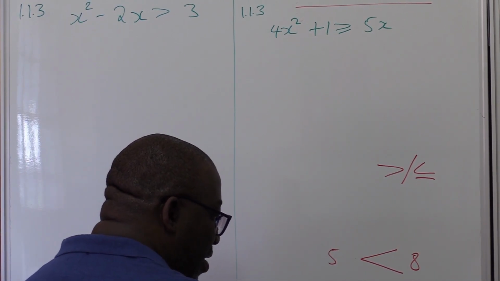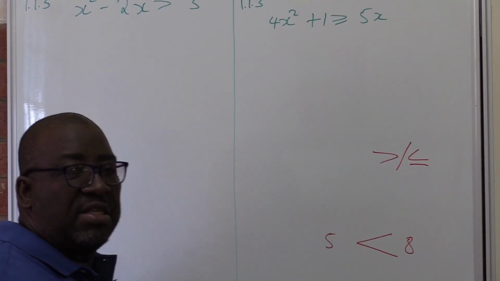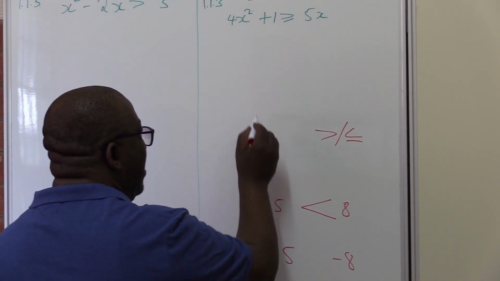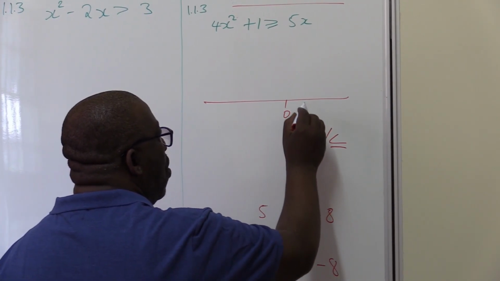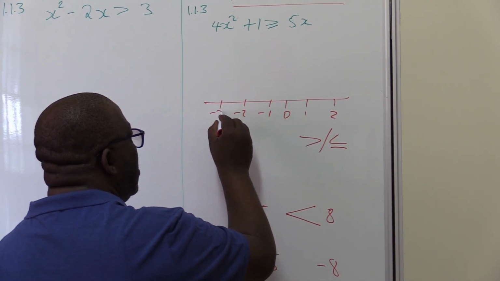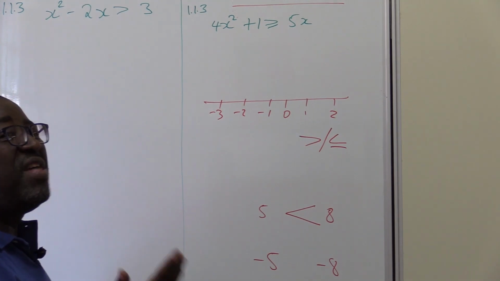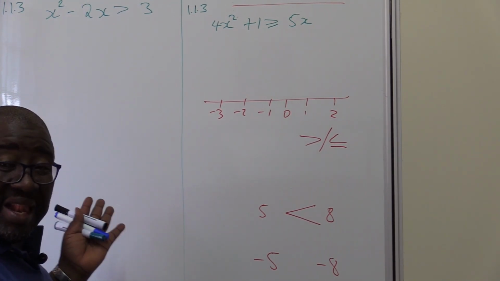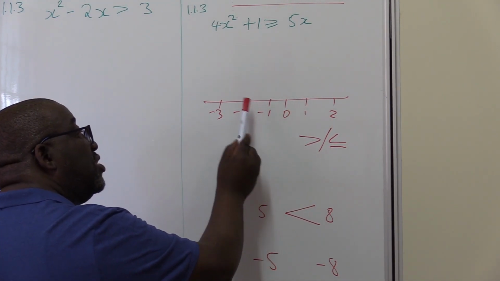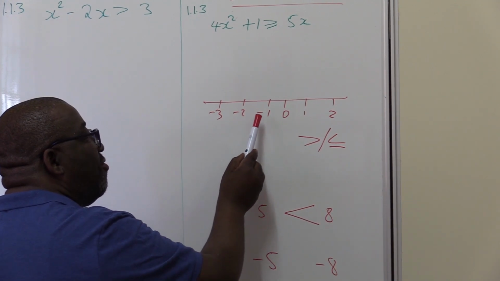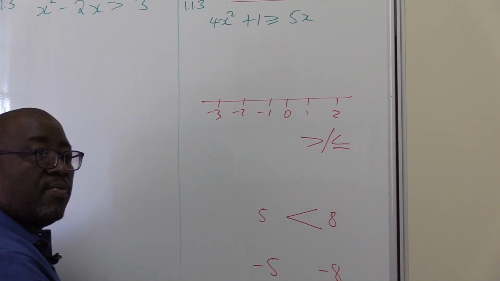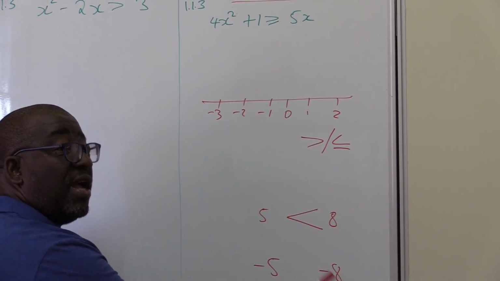At times you'll find, let's look at this. We've got 5 and 8. They are no longer positive. This is minus 5, this is minus 8. Remember in your number line, if I have 0, 1, 2, minus 1, minus 2, minus 3, the number on the right hand side is always bigger than the number on the left hand side in your number line. So a negative 1 is bigger than negative 3. In the very same way, negative 5 is bigger than negative 8.